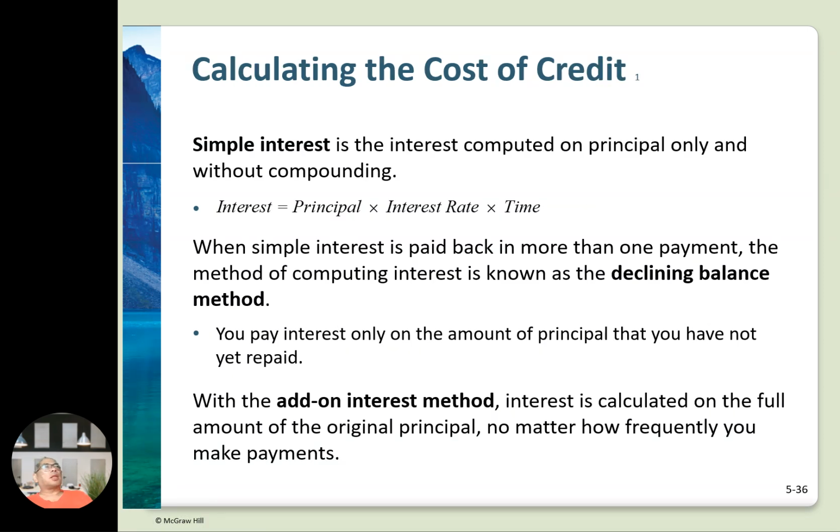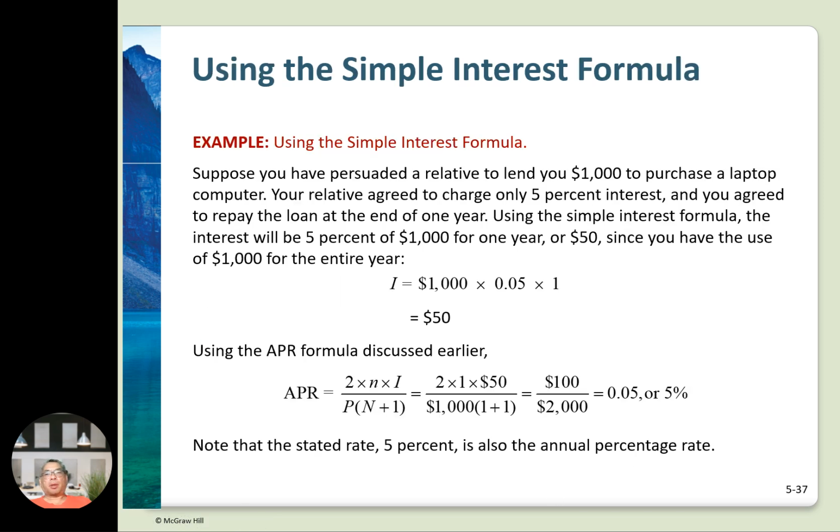Okay, to calculate the cost of credit, simple interest is the interest computed on the principal of the loan without compounding, which is interest equals principal times interest rate times time. When a simple interest loan is paid back in more than one payment, the method of computing interest is known as the declining balance method. You pay interest only on the amount of principal that you have not yet repaid. With the add-on interest method, interest is calculated on the full amount of the original principal, no matter how frequently you make payments.